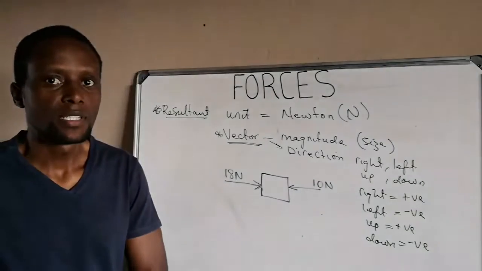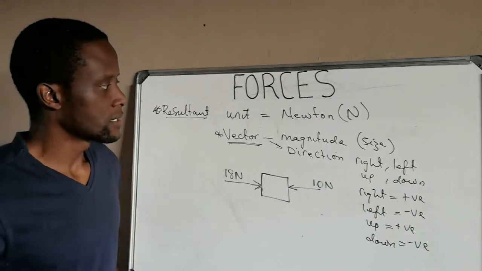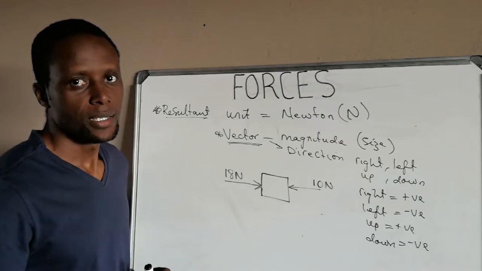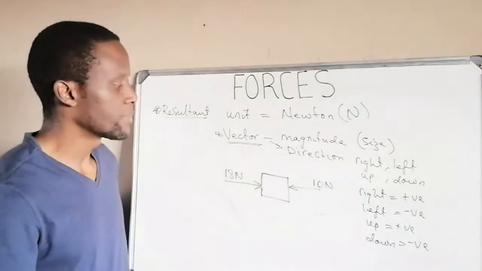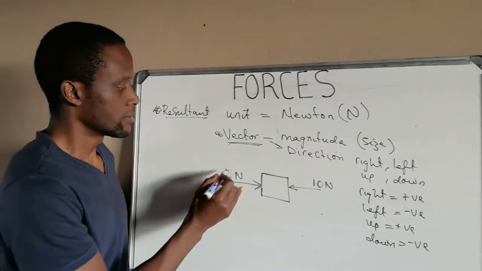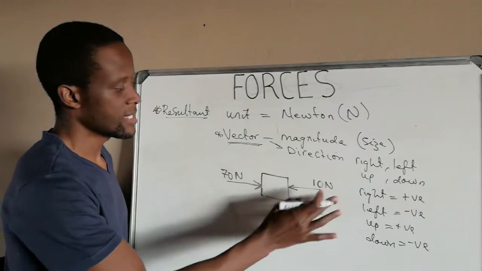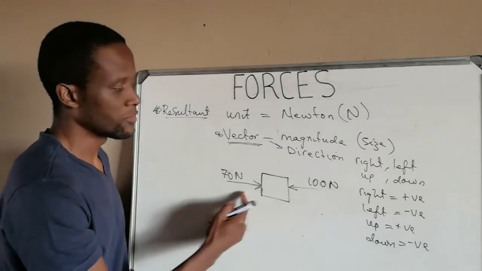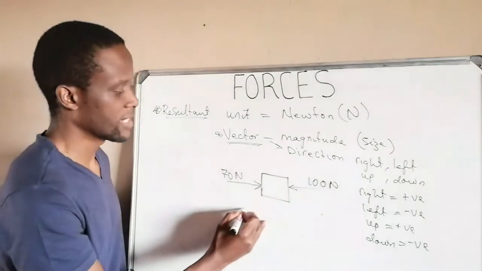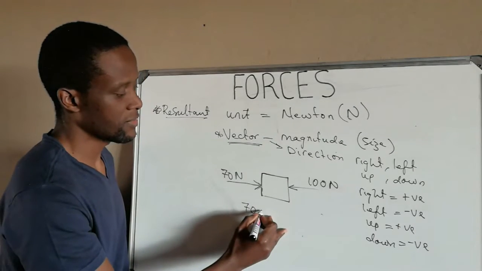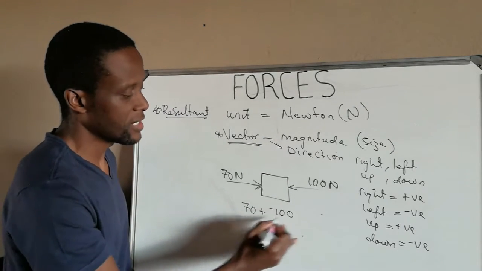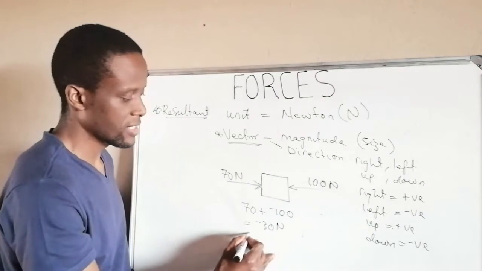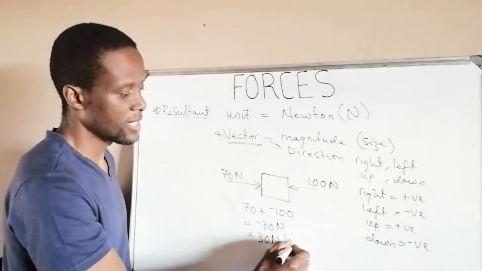Alright, then the other thing that we need to take note of is that it is not always that the resultant of the force will be a positive number. Sometimes it can be a negative number, where maybe we had 70 newtons this side, and we have 100 newtons on the other side. If we find the net force of this, we get positive 70 plus negative 100, which gives negative 30 newtons.